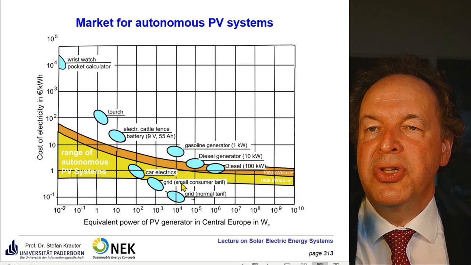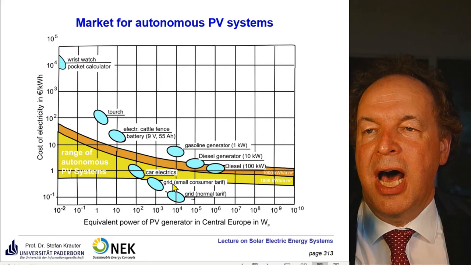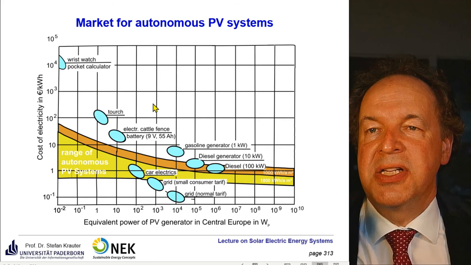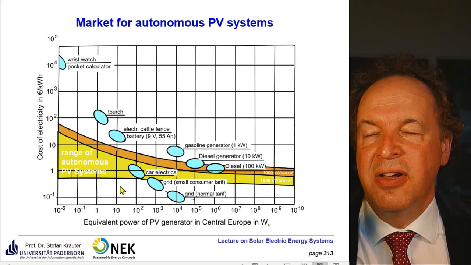You knew this already. If you have a grid connection, photovoltaic electricity in Germany for large systems is in the vicinity of 4 or 5 cents per kilowatt hour. So this is surely much cheaper than these systems, but all these autonomous systems include a battery, so also a backup battery. Therefore, these costs are more elevated and more in the vicinity of 50 cent.